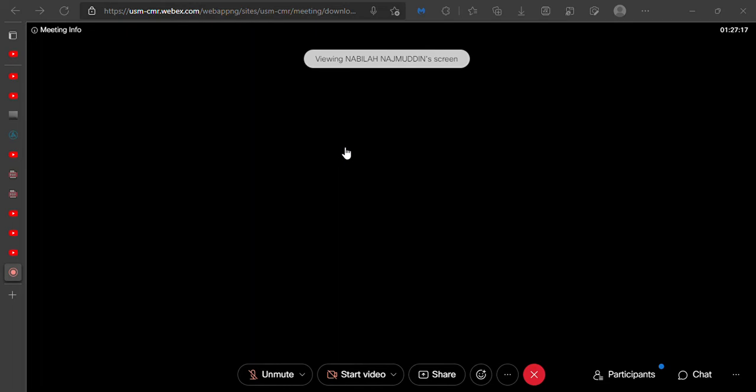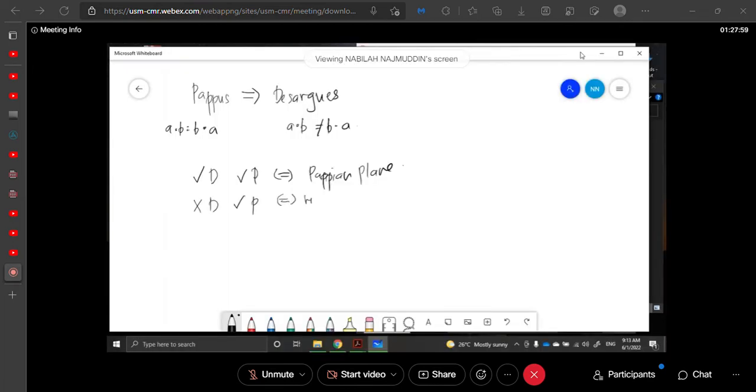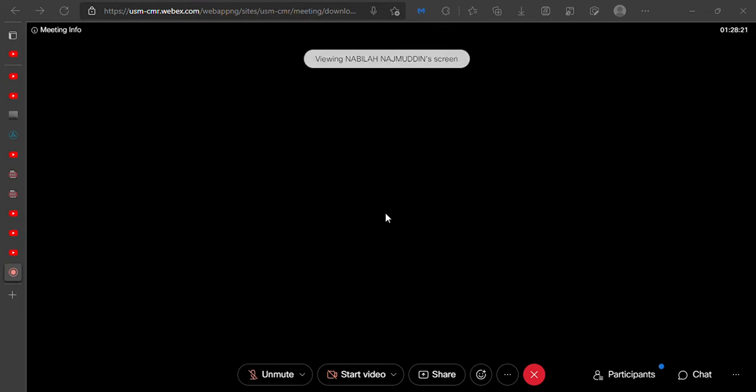Then what if we have Pappus but not Desargues? No such thing, because Pappus should imply Desargues. If it is Pappus, then it should also be Desargues. But if it is Desargues but not Pappus, then it is called a non-Pappian plane. So the example is the quaternion projective plane.